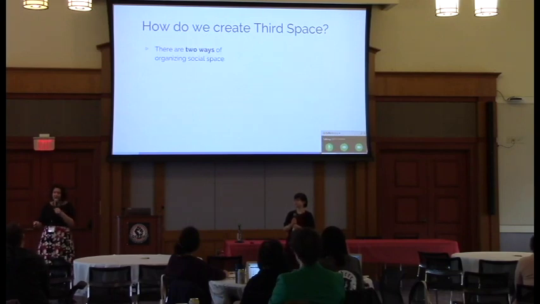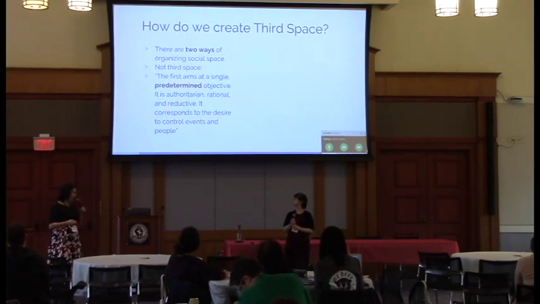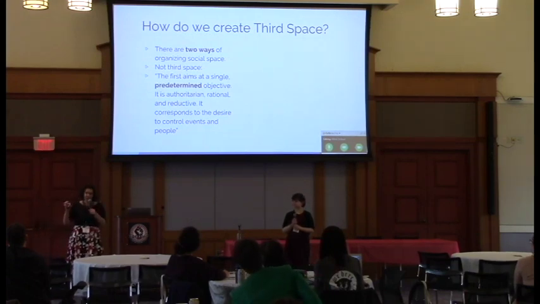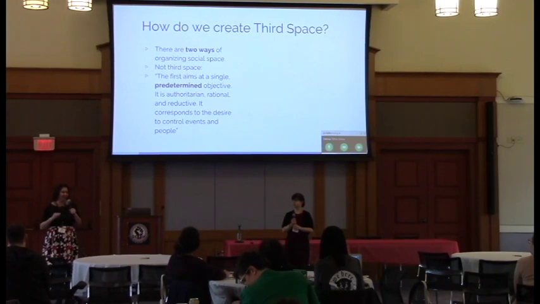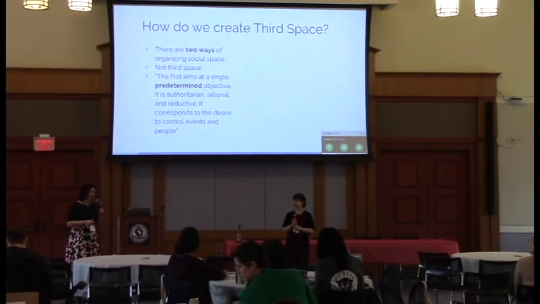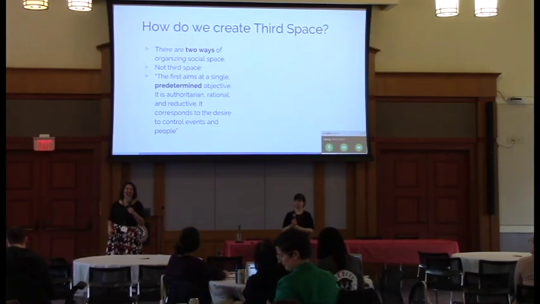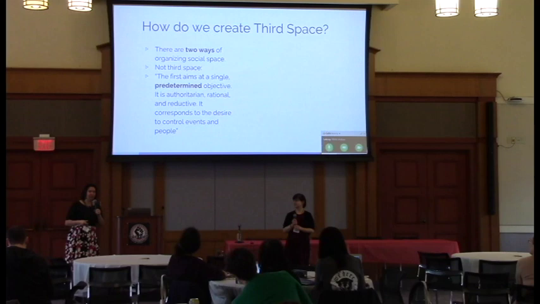There's two ways of organizing social space. One of them is not very welcoming as a third space environment. It's one in which the space is predefined, that there's one use for this space, and it's sort of a single use. So for example, if you have a reading room, and in the reading room you're only supposed to read, and you're supposed to read a certain way. That's not necessarily conducive to creating this sort of give and take community social space.